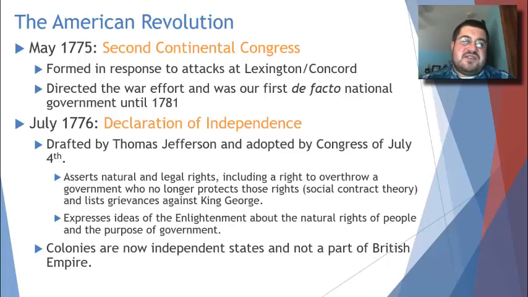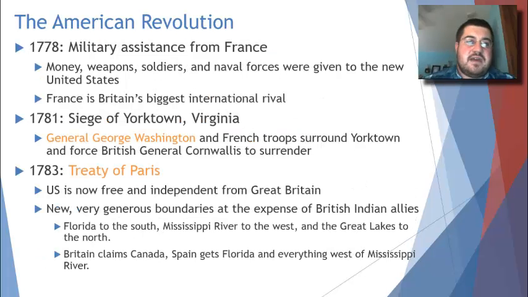What it does is it asserts those natural rights of life, liberty, and pursuit of happiness, says that they're not being protected and that we have the right to overthrow the government, and it lists 30 or so grievances against King George of England. And in that one document, it basically expresses all of the ideals of the Enlightenment and the purpose of government that was going on during the Enlightenment. We're now not a part of the British Empire, and we're now independent states.